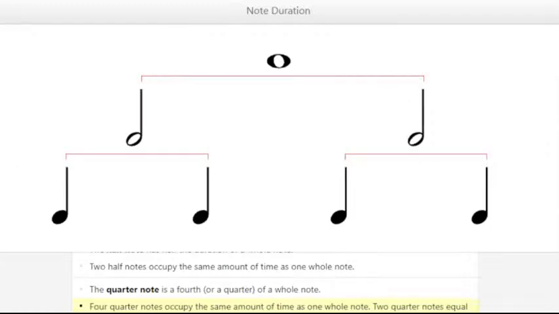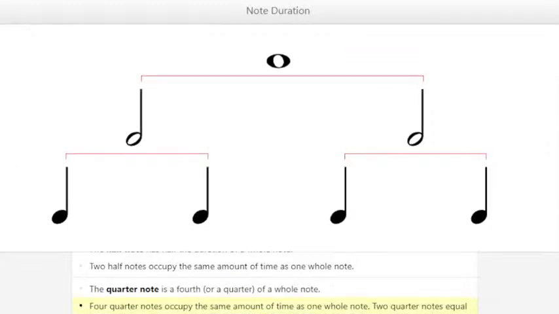So four quarter notes will give you the same amount of time as one whole note. Two quarter notes will give you the same amount of time as one half note. So if this is ta, this will be ta, and then this will be ta ta ta ta.